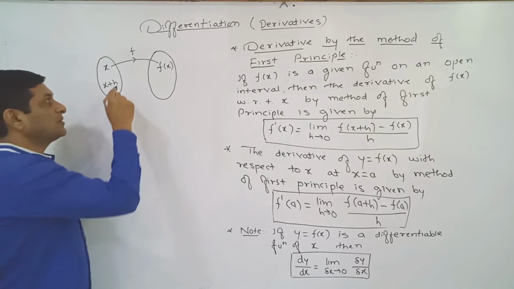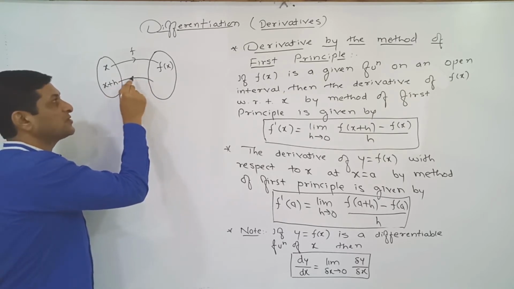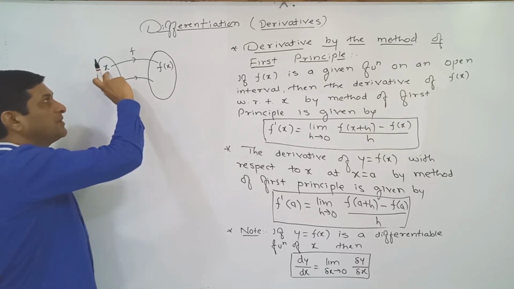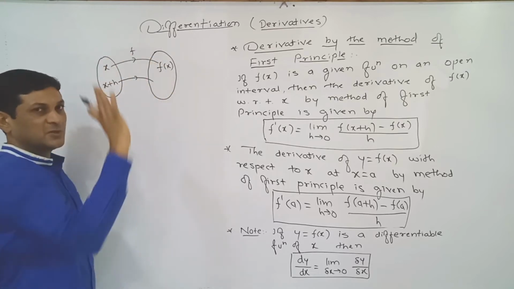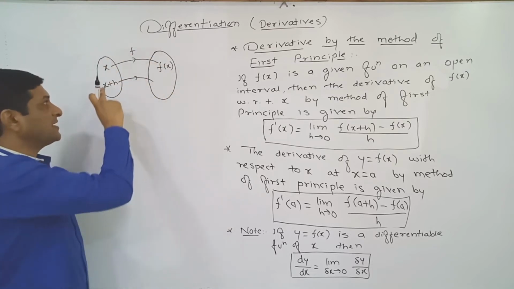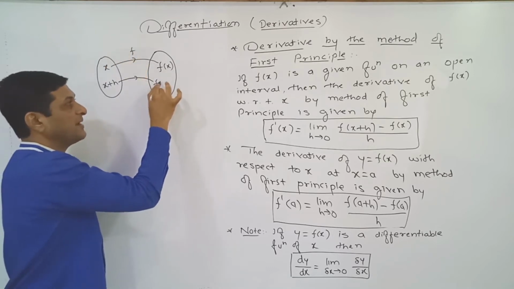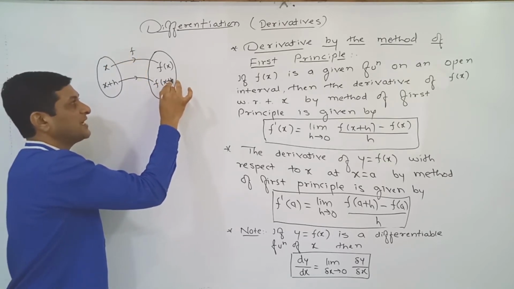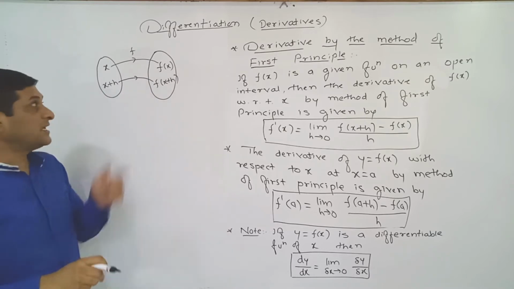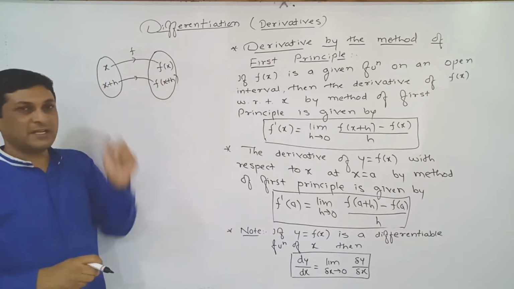Let us denote the change in the value of this function. Already we know that the image of X under the function F is denoted by F of X. In the same way, the image of X plus H under the function F is denoted by F of X plus H. Now these are the elements in the domain set, and these are the elements in the codomain set.